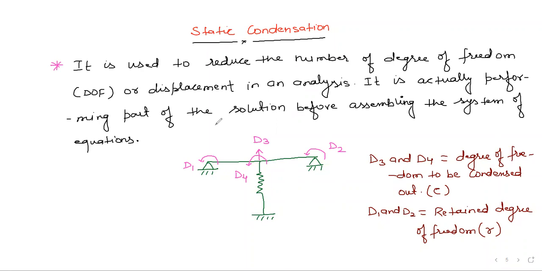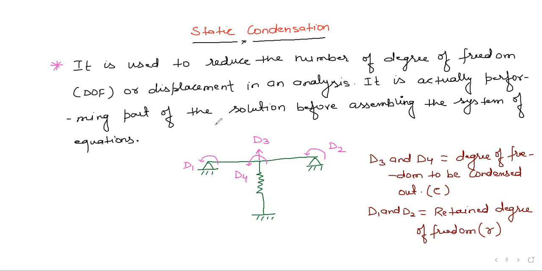Static condensation is a technique to reduce the number of degrees of freedom or displacements in an analysis. It is actually performing part of the solution before assembling the system. Okay. So first let us see the first part, that it is used to reduce the number of degrees of freedom or displacements in an analysis.